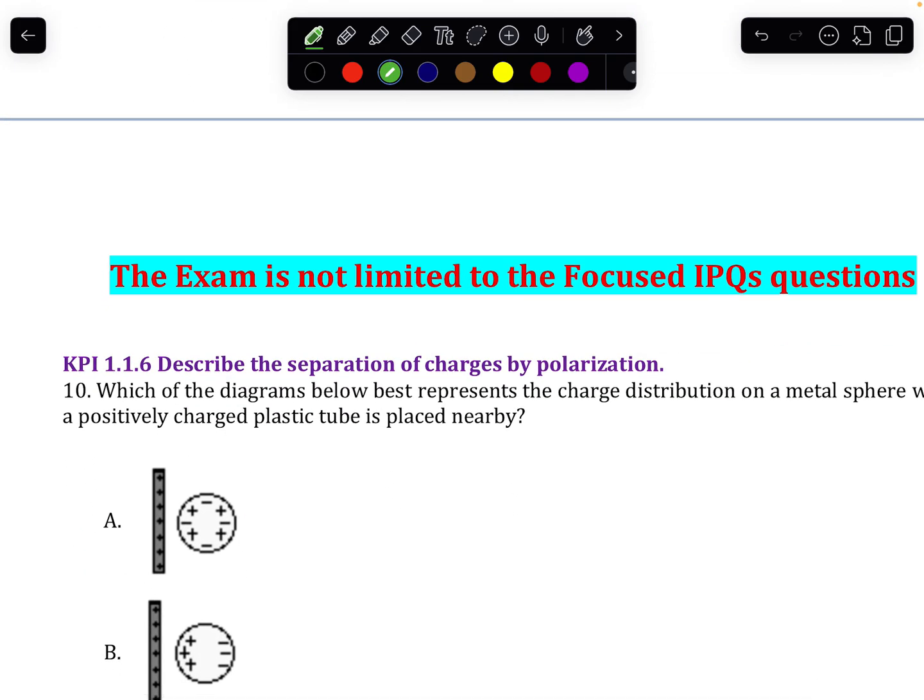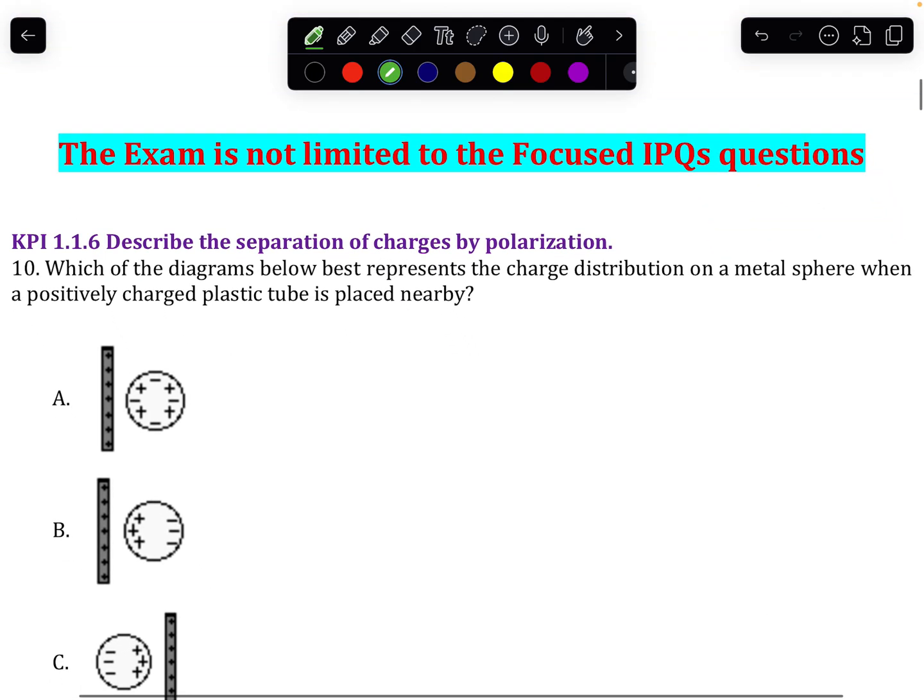Okay, describe the separation of charge by polarization. Polarization means only distributing the charges, right and left, by attraction of electrons or repulsion of electrons. Which of the diagrams below best represents the charge distribution on a metal sphere when a positively charged plastic tube is placed nearby? So basically here I have positive, and eventually it will attract the negatives onto its side.